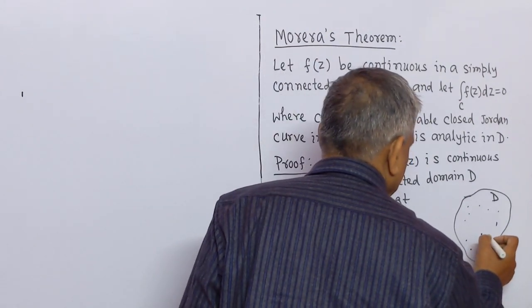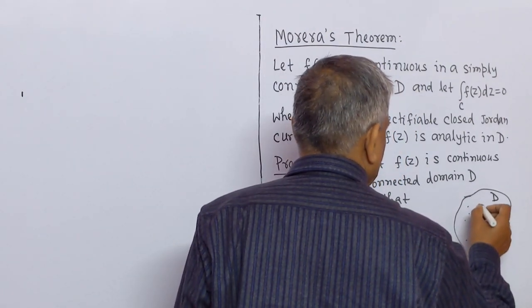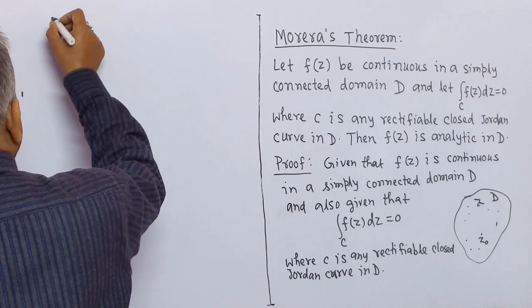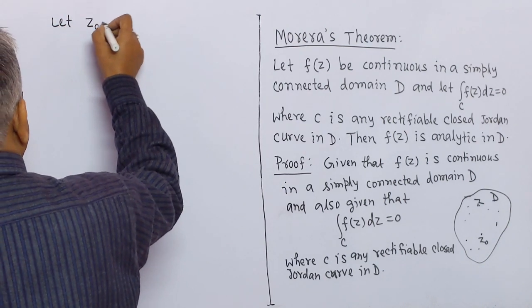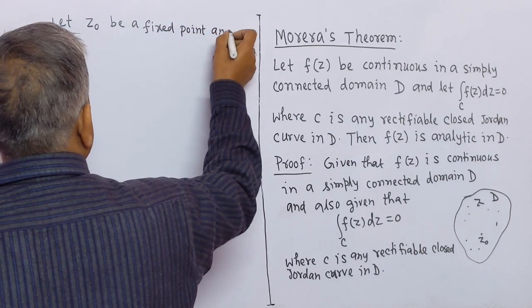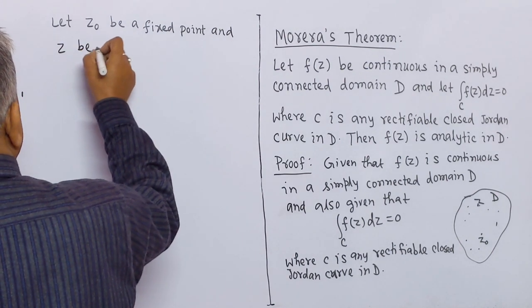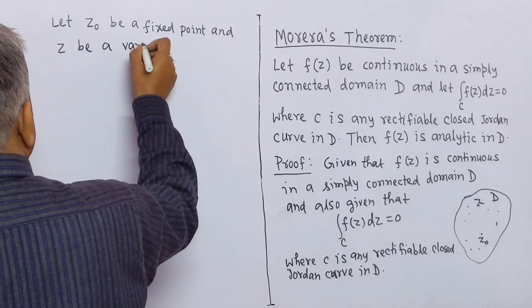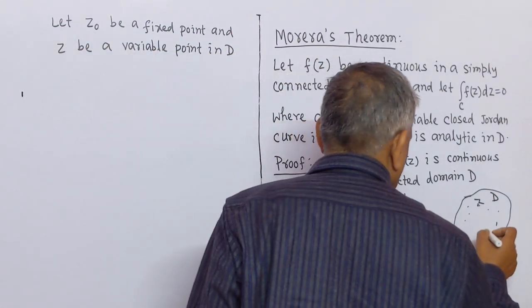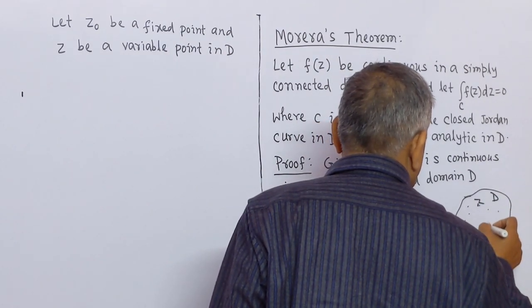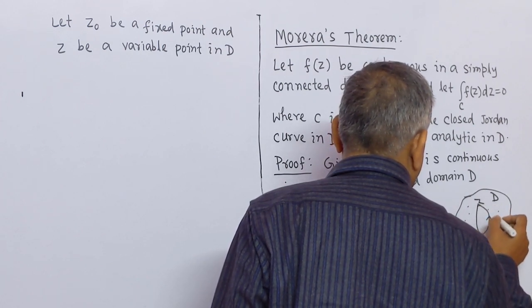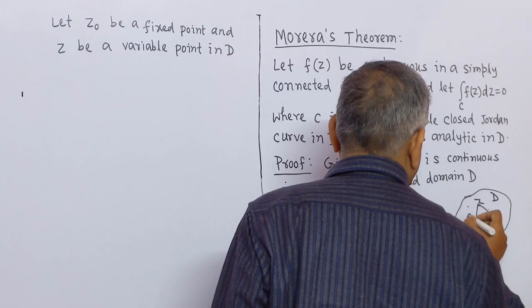Let z naught be a fixed point and z be a variable point in D. Let us join z and z naught by two curves. This is C1 and this is C2.